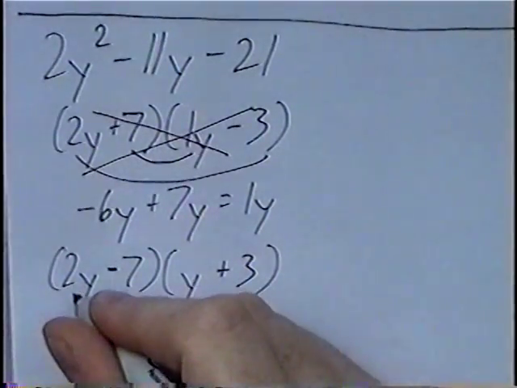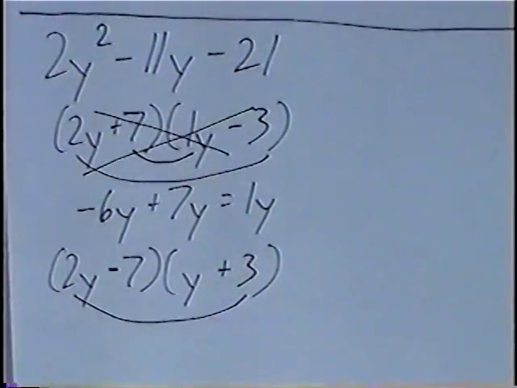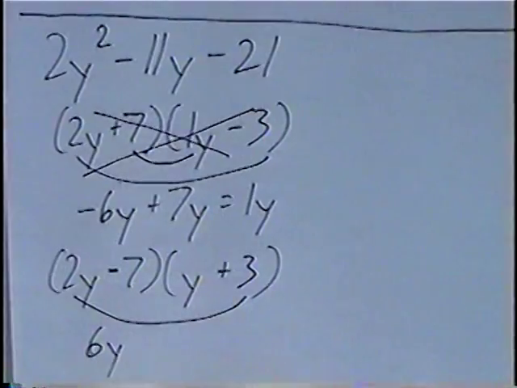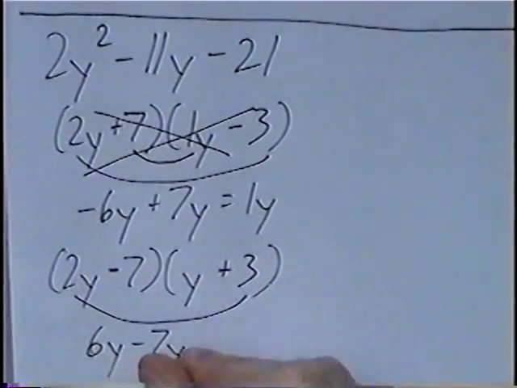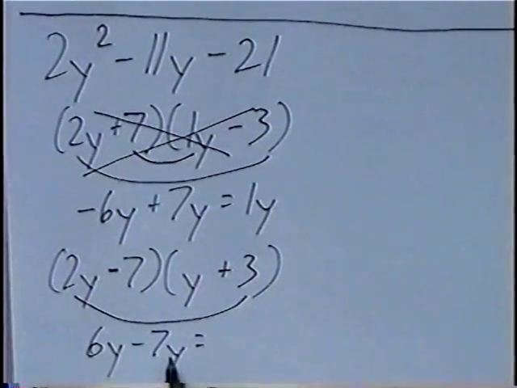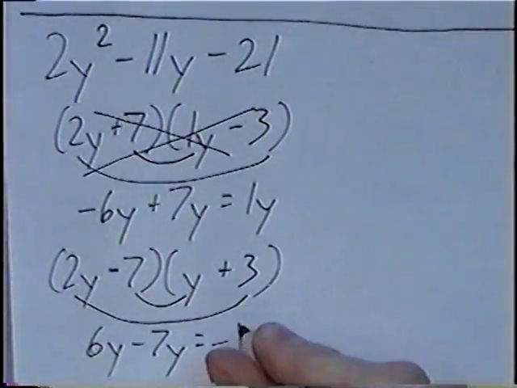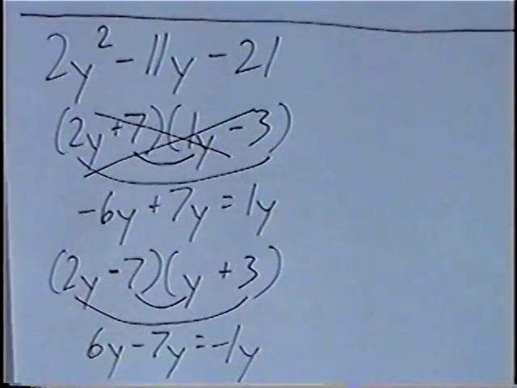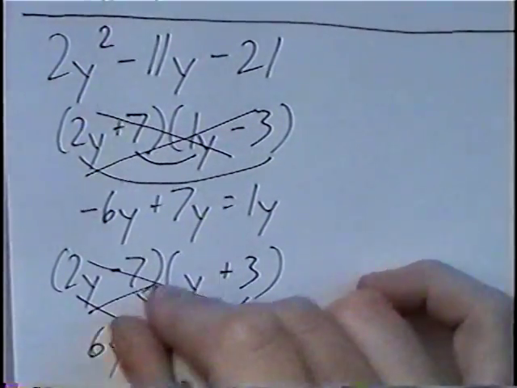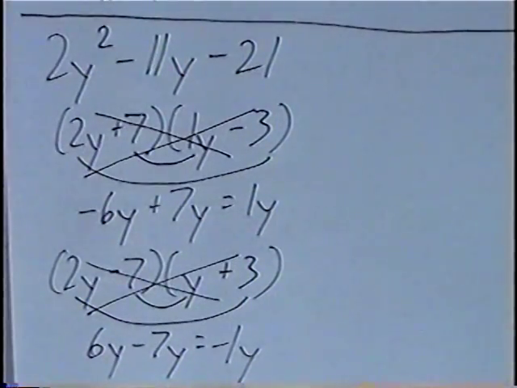Checking this time, 2y times a +3 would be +6y. -7 times y would be -7y. And this time, combining like terms, we'll have -1y. -1y again does not match up with -11y, which means this is an incorrect solution, and we'll have to guess and check again.